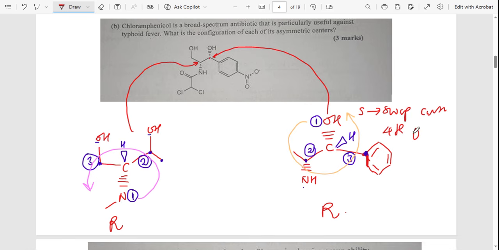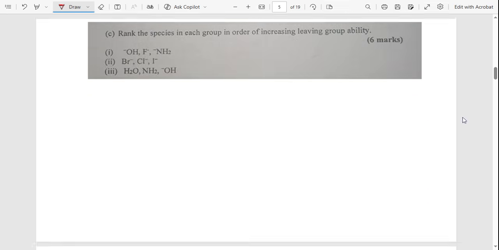Fourth group is not at the back. How do you know the back? You look at the wedges. The next question says, rank the species in each group in order of increasing leaving group ability.